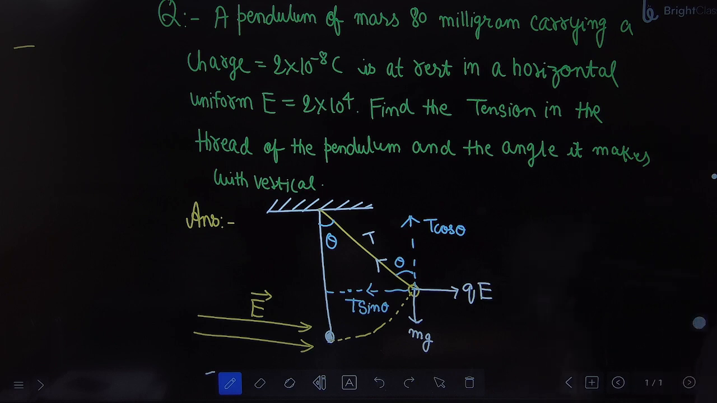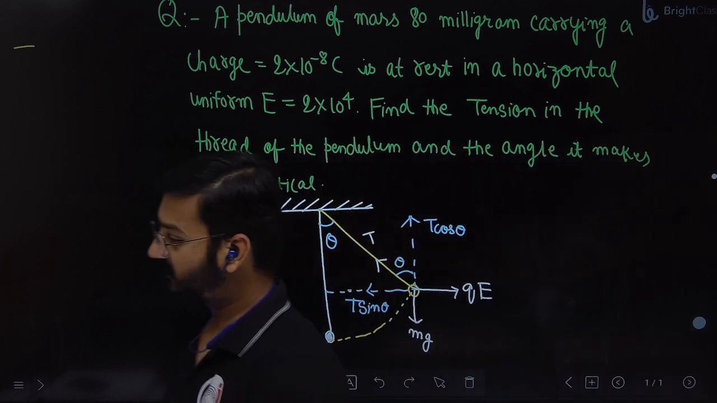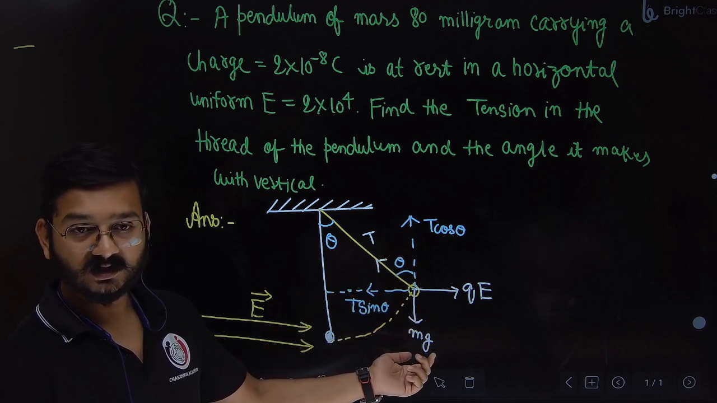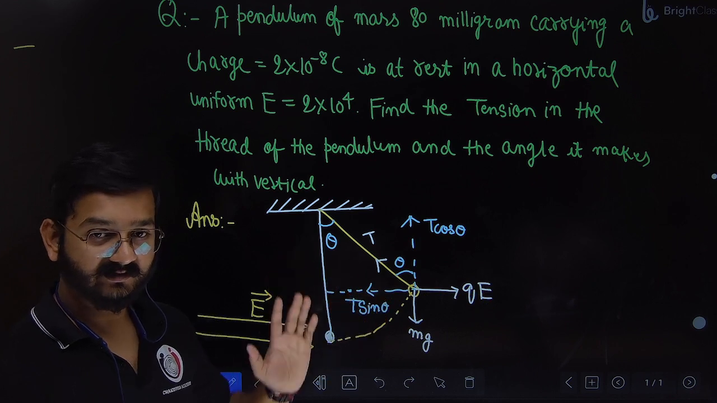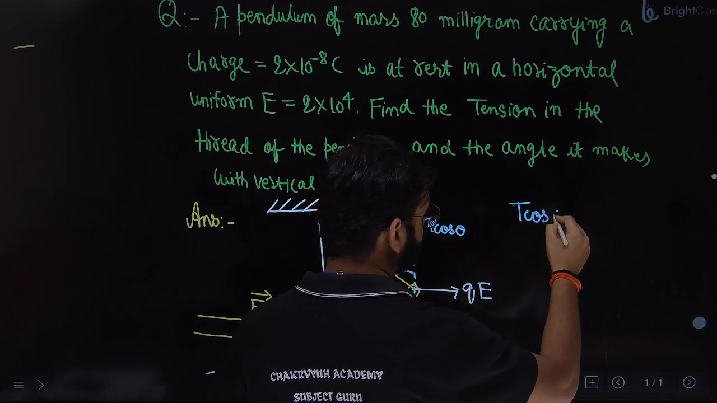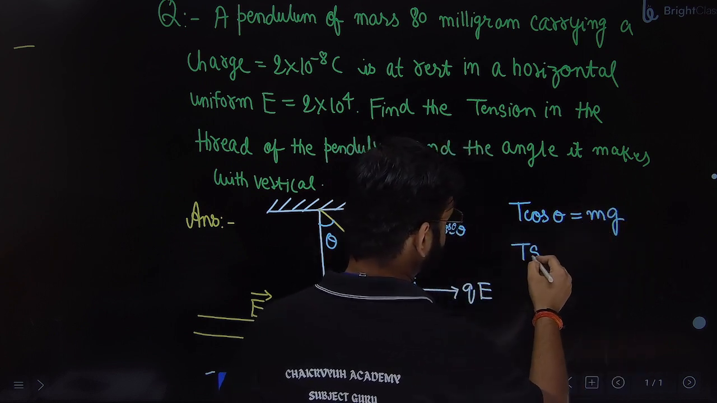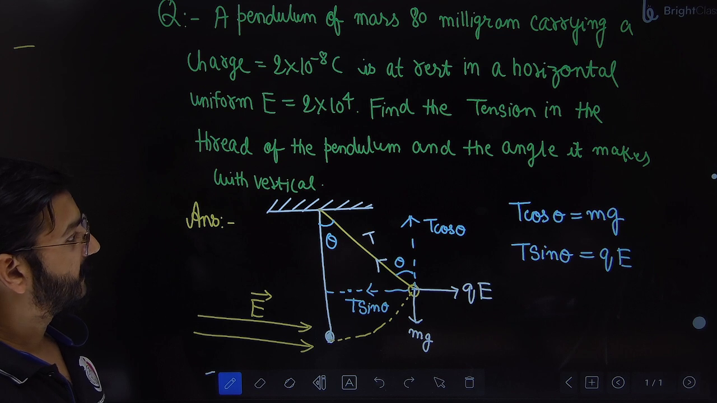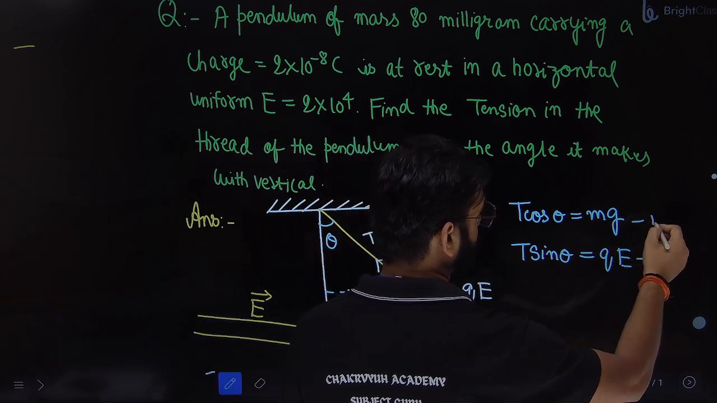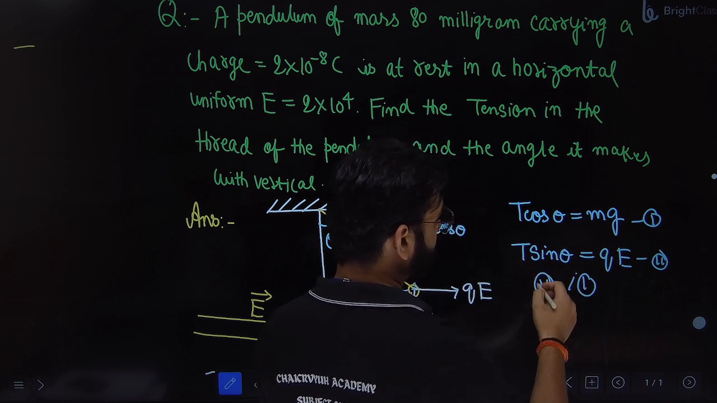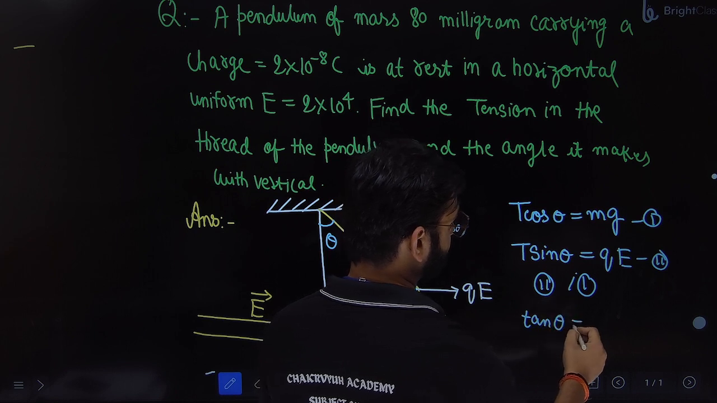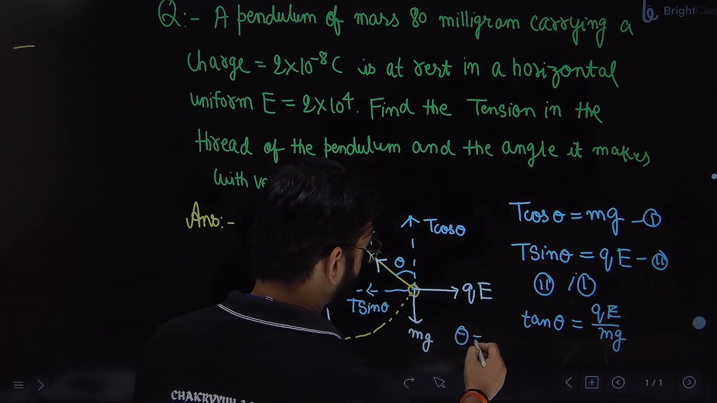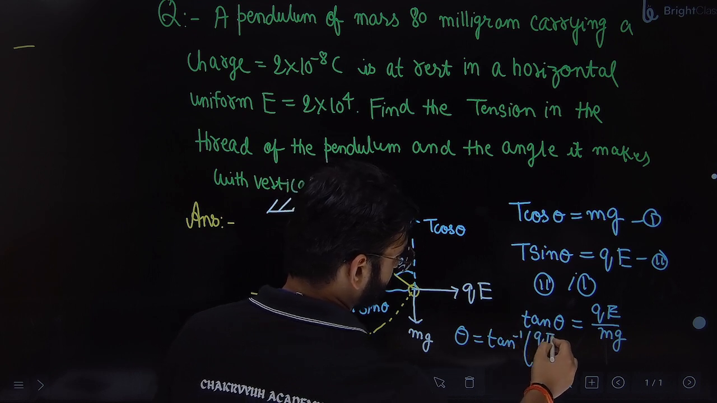Now, if it is in equilibrium, at this angle, they're asking this angle, right? At this angle, upward force should balance downward force. Right side force should be balanced by left side force. What will I write? T cos theta equal to mg. T sin theta equals QE. If I divide both, second by first, sin theta by cos theta, tan theta. So tan theta will be equal to what? QE by mg. So theta will be equal to how much? Tan inverse of QE by mg.